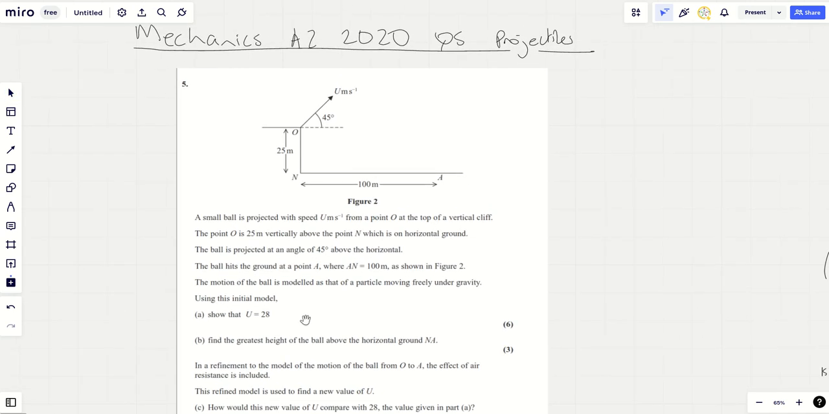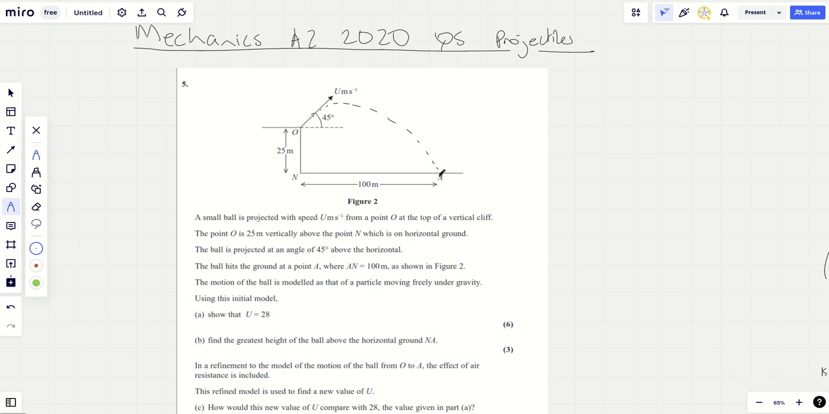It's dangerous not to read this blurb, but often it's all on the diagram. But don't be me and miss out reading some relevant information. Anyway, let's have a good quick read through it. U is the speed of projection, obviously, 25 meters above the ground. Ball is projected 45 degrees to the horizon. Ball hits the ground at point A. All right, well, that's useful to know.